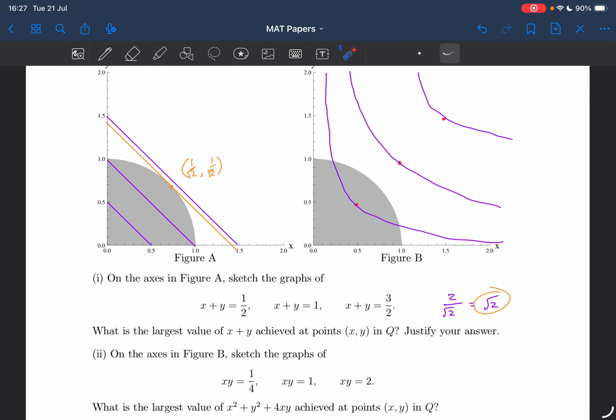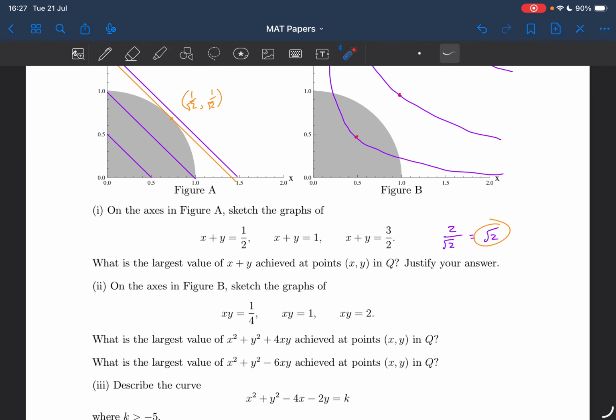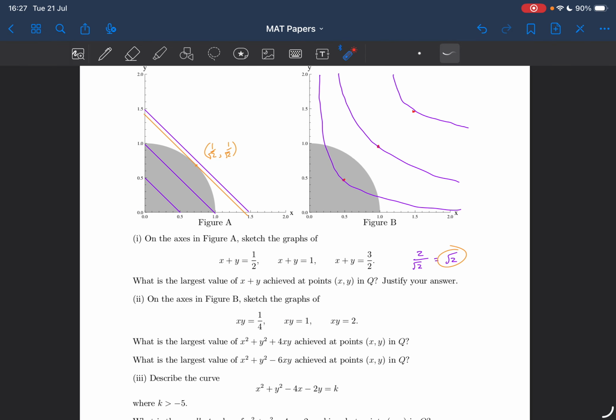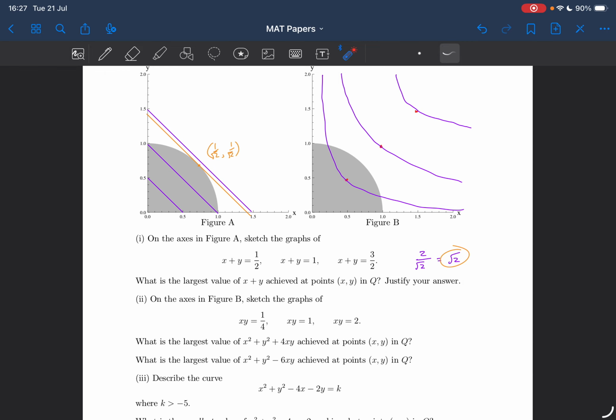Nice then. What's going on next? What's the largest value of x squared plus y squared plus 4xy achieved at these points? So let's have a think about how we can do that one. Similar idea, we want to find the largest of these xy's, don't we? Again, going through this positive diagonal, this has got a value of a quarter. This one has a value of 1. This one, a value of 2. So we want the one that gets us there.